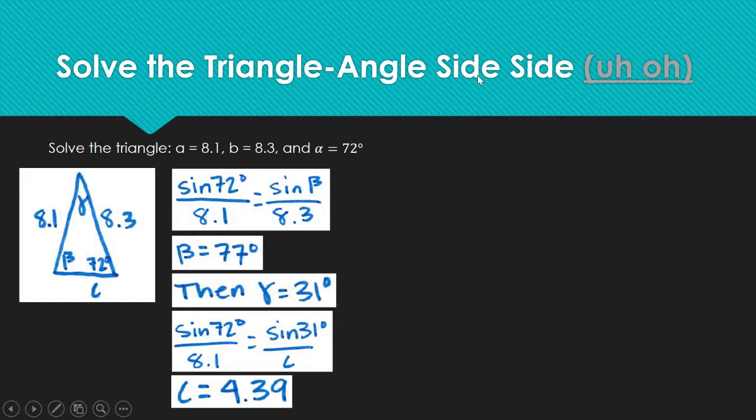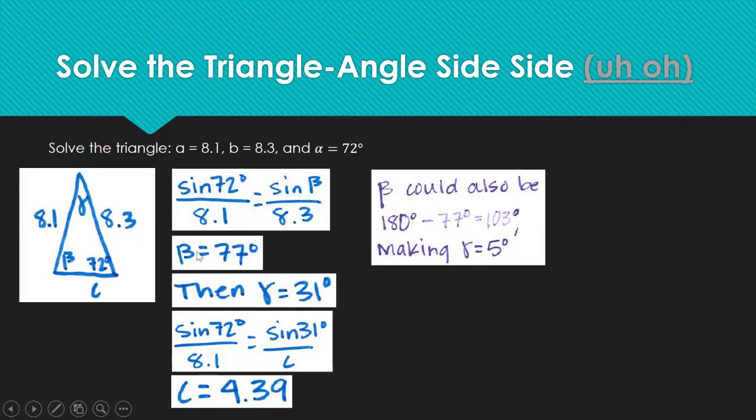But since it's angle side side, that spells a bad word, I have to check for a second triangle. How do I do that? Well, if beta was 77 degrees here, the other angle it could be is 180 minus that 77. That's 103. So then, if beta is 103, what would gamma be? It'd be 180 minus alpha, which is 72, minus beta of 103, which makes gamma 5 degrees. So that's possible. So that's my second triangle.